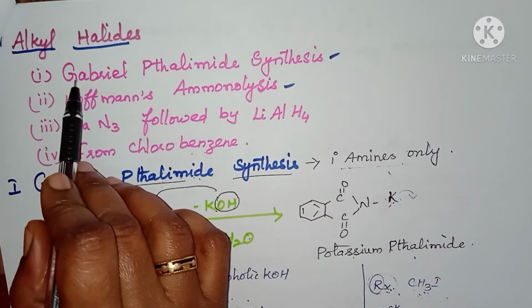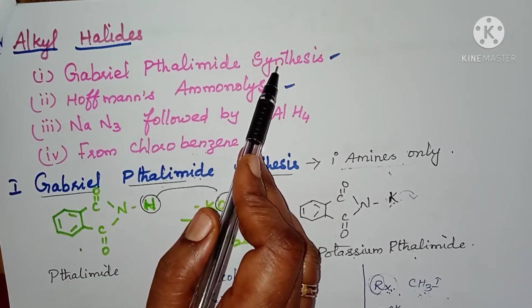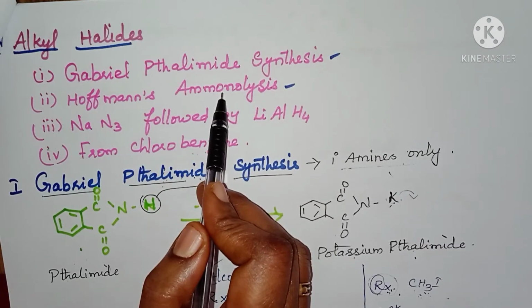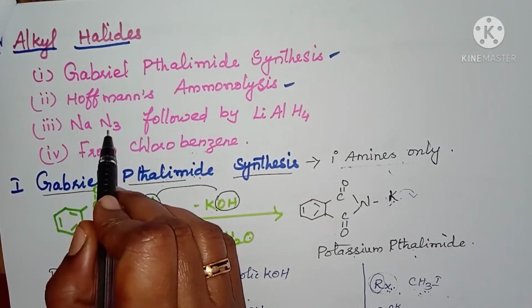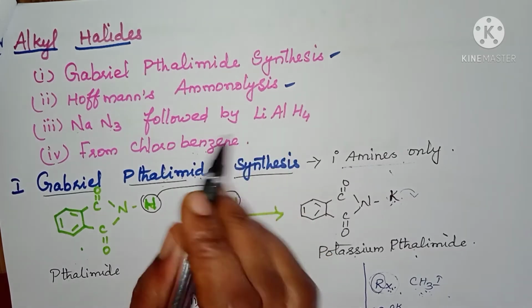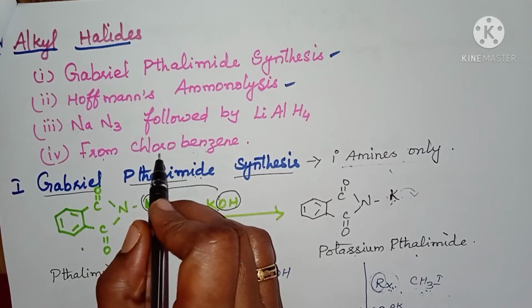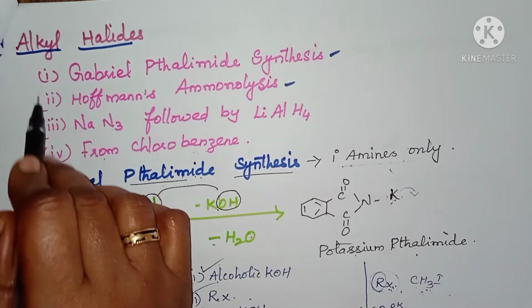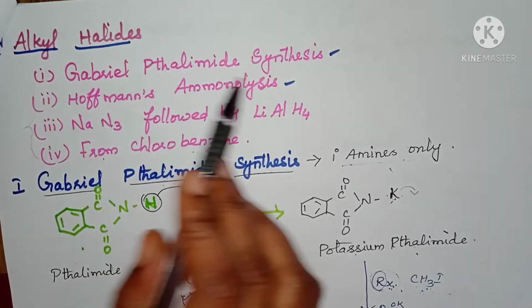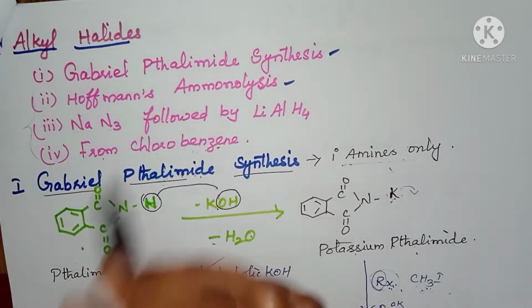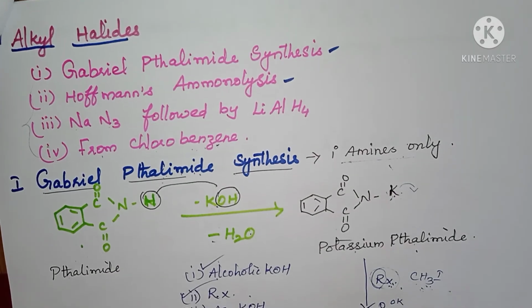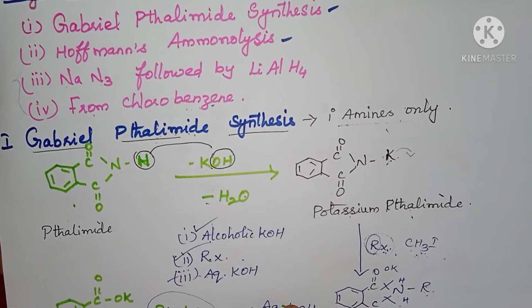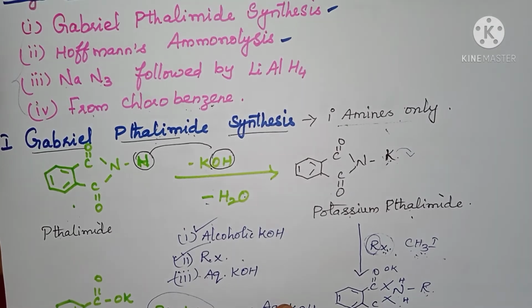Okay, now alkyl halide: Gabriel Phthalimide synthesis, Hofmann's ammonolysis. Next one, sodium NaN3 followed by lithium aluminum hydride. Then from chlorobenzene. So these are all from alkyl halide. All these compounds are converted into amine. Now we are going to check. It's very easy actually. Preparation of amines is very easy. And some naming reactions, you just give importance to them.